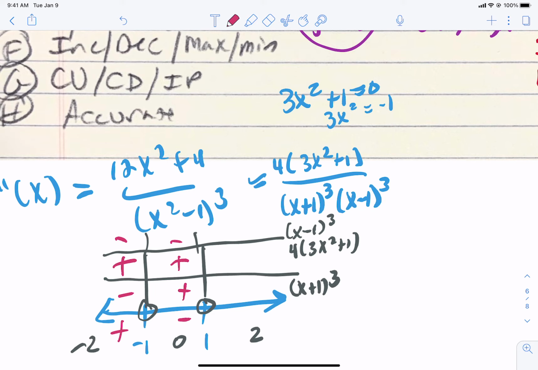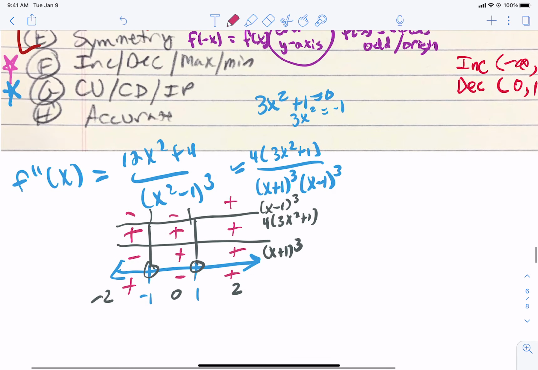So far we know that the left side here is concave up. This one is concave down. Now let's see what this one's doing. So if we plug in 2, we get a positive, and a positive, and a positive, which is a positive.